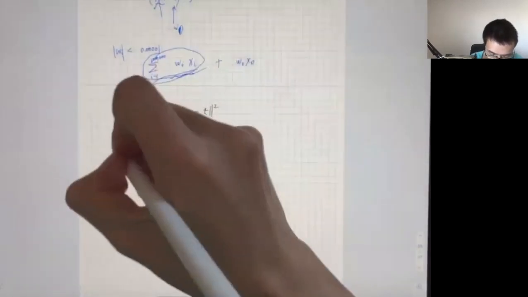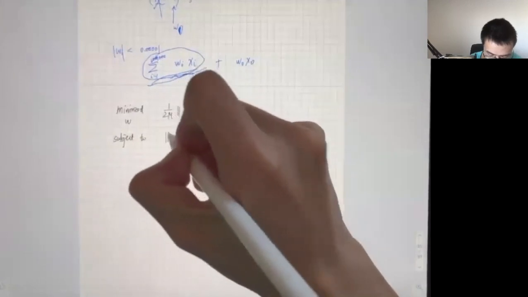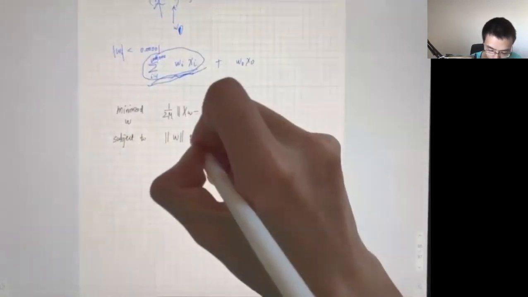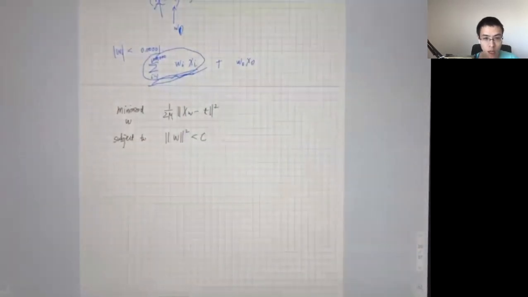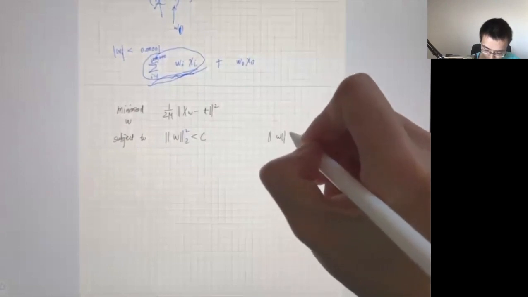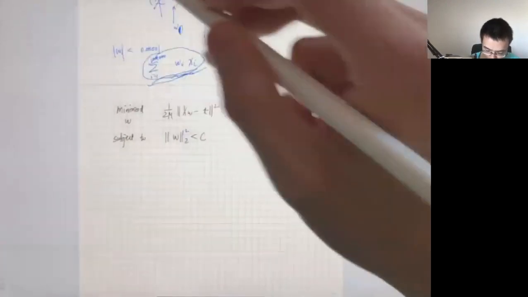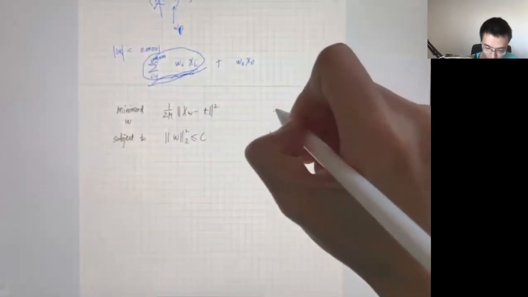Okay, but now this time we have a constraint. So I say subject to the norm of my W is less than or equal to C. If it's the L2 norm, I have the square. If it's the L1 norm, I just have the L1 norm, okay? Less than or equal to. So they're the same.